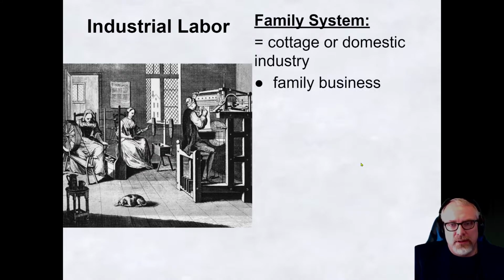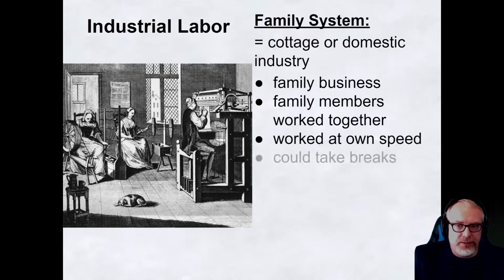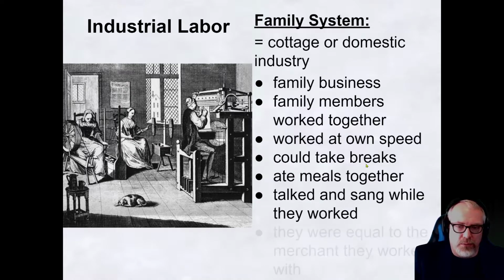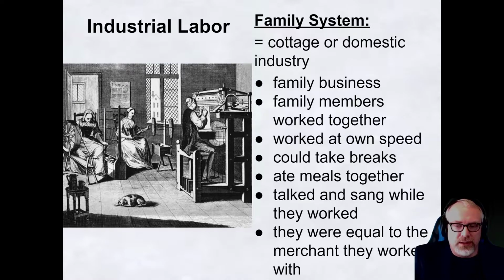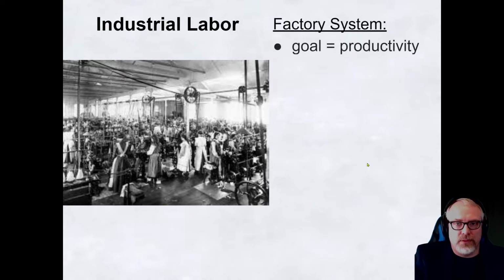So the industrial labor and the family system. So the cottage or the domestic industry, those were family businesses, and family members worked together. They worked at their own speed. They could take breaks. They ate meals together. They talked and they sang while they worked, and they were equal to the merchant that they worked with. So under the cottage and the domestic system, the family system was assuming that you had a good working family was positive.